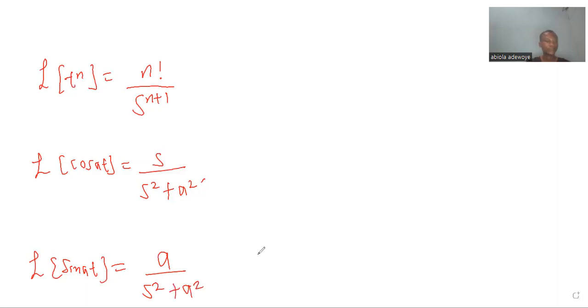Now, in our next class, we'll be talking about how to find the inverse Laplace transform. How to find the inverse of the Laplace transform.